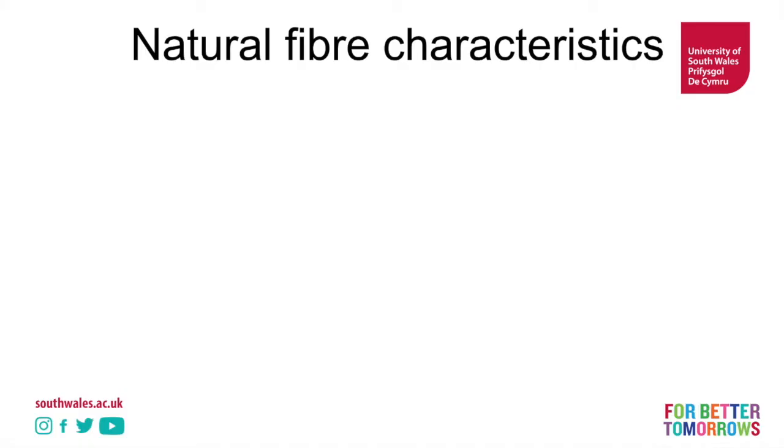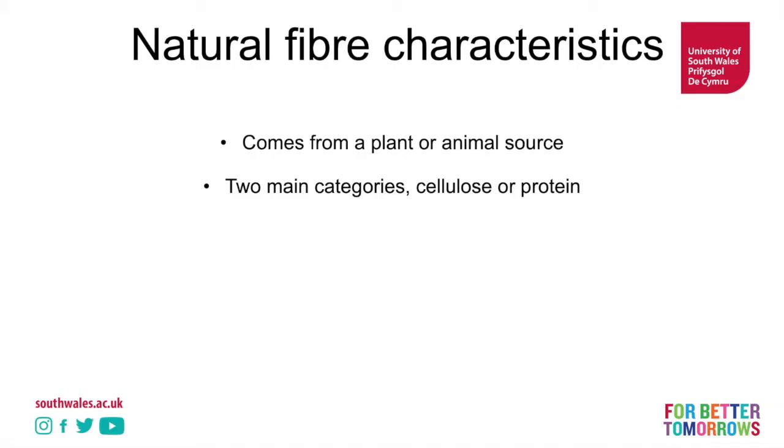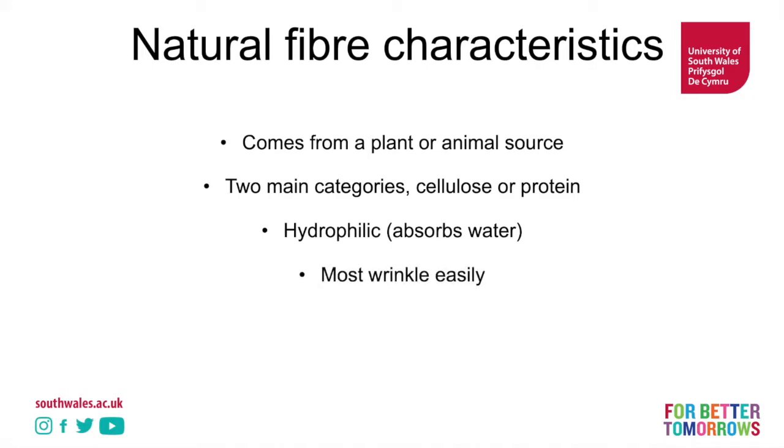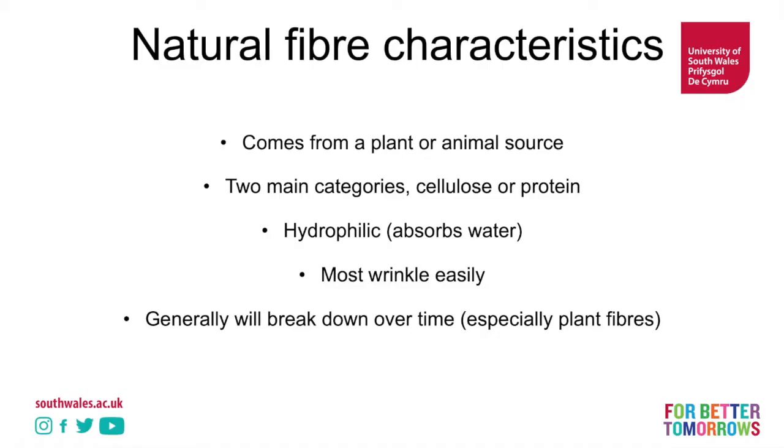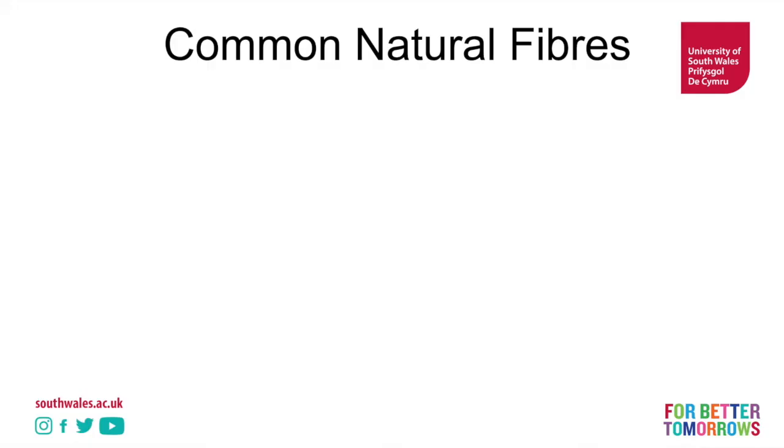Well, here are some natural fibre characteristics. A natural fibre comes from a plant or an animal. It has two main categories, either a cellulose-based fibre or a protein-based fibre. It's hydrophilic, which means it absorbs water, and it wrinkles fairly easily, and it will generally break down over time, especially a plant fibre. So this might mean it might decompose or biodegrade. And natural fibres are always grown.